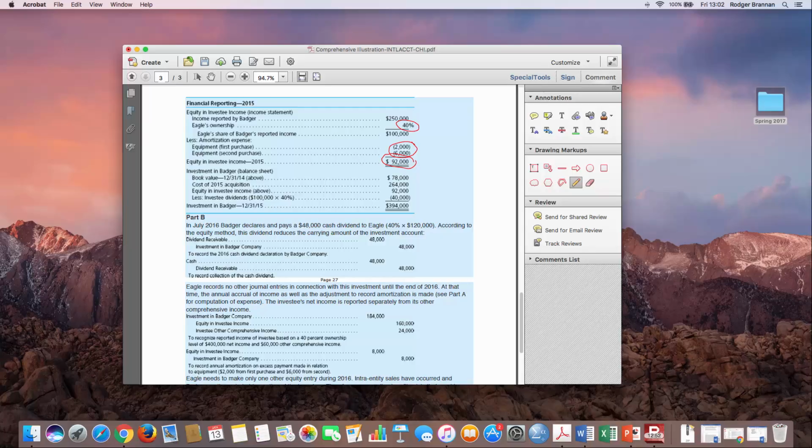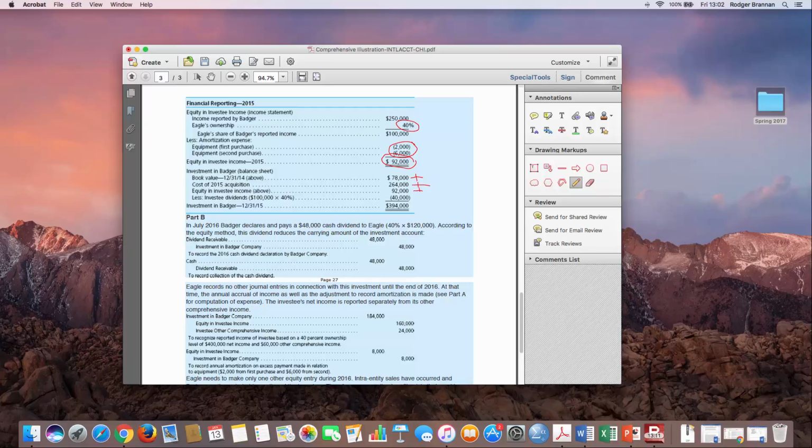$8,000. So the investment account, starting from last period, at the end of last year, $78,000, which you just calculated, plus the cost of the acquisition, what they paid for it. Again, that's always subjective, what you paid for it. The $92,000 we just calculated.